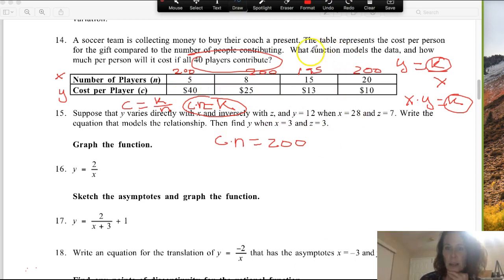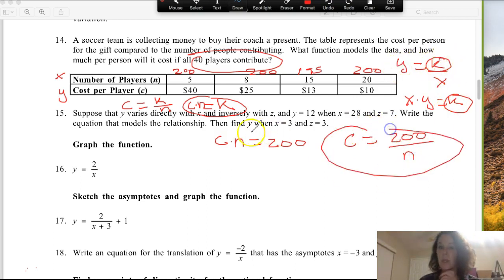So let's go ahead, and what function models this data? We're going to say the function is the cost times the number of players is 200, or if you want to say the cost is 200, the constant, divided by the number of players, or y equals 200 divided by x. So both of these will work as the function model.